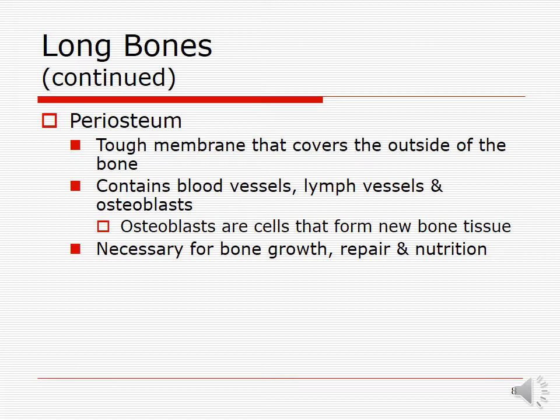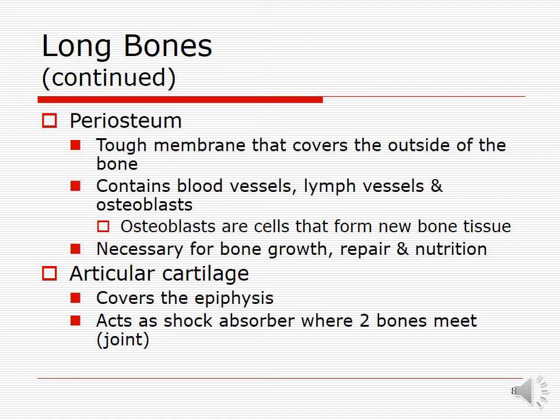In addition, it's also going to have specialized cells that are the osteoblasts. Osteoblasts are the cells that form new bone tissue. Now, this is not necessarily in the slide, but another term is osteoclast, and those are cells that break down bone tissue. The periosteum, again, is very important when we're talking about bone growth, repair, and nutrition.